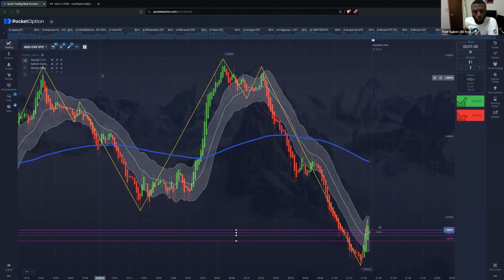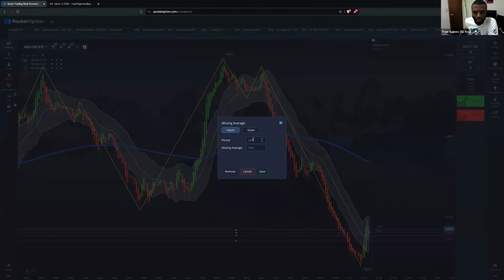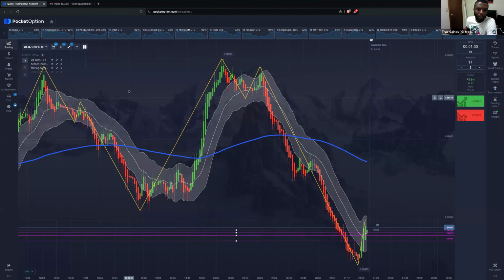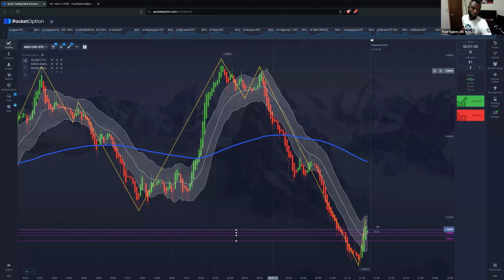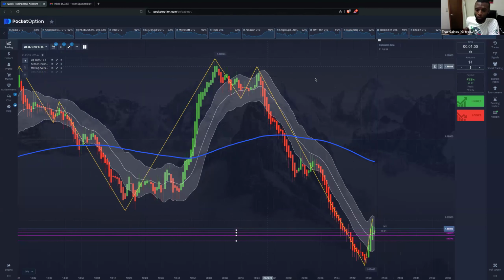For the moving average, I want you to click this pencil and change this number right here to 200, and make sure this says EMA. 200 EMA. Style 5, and then we can use blue. Everything else is the same. We don't change the ZigZag and we don't change the Keltner Channel. Pretty simple as of now.